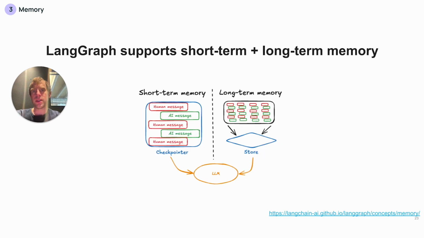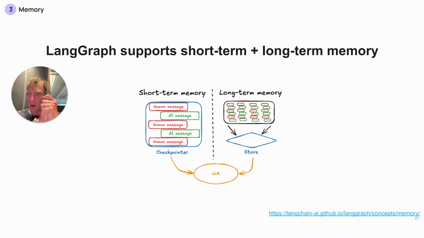So first is the idea of persistence. LangGraph supports both short and long-term memory. Short-term memory is just the memory of an agent within a given session interaction with a user. You can think about the case of conversational RAG or a chatbot. You want the ability for the agent to remember the context of the conversation as the conversation proceeds. That's what we call short-term or in-session memory.